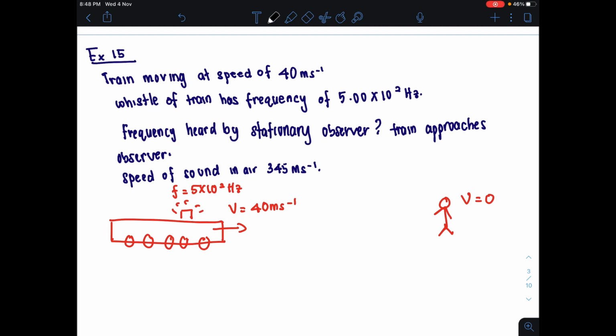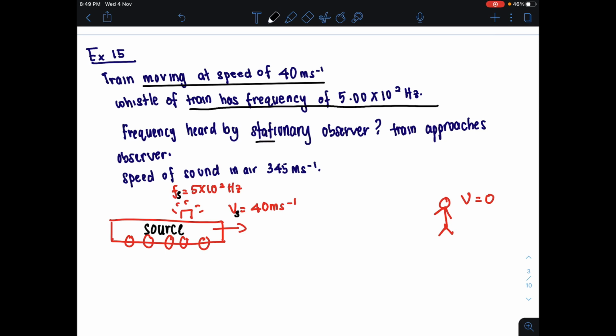So, apa yang jadi kat sini adalah kita ada train tengah bergerak dan train ini mempunyai whistle yang ada frekuensi. So, berdasarkan sini, as you can see, the train is moving with a speed of 40 meter per second dan juga train yang tengah mengeluarkan frekuensi. So, train kita adalah source sekarang. So, your train here is your source. And your train has a frequency of 5 darab 10 kuasa 2 Hz, which is the frequency of source. And then, the train is also moving sekarang. So, dia tengah bergerak. So, 40 meter per second ni adalah kita punya source punya speed. That is the speed of your source here.